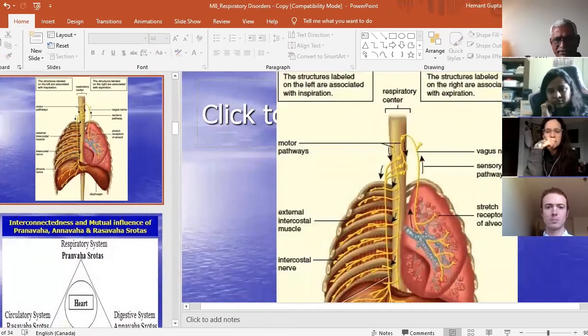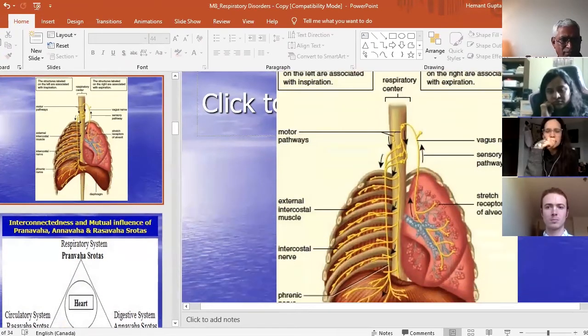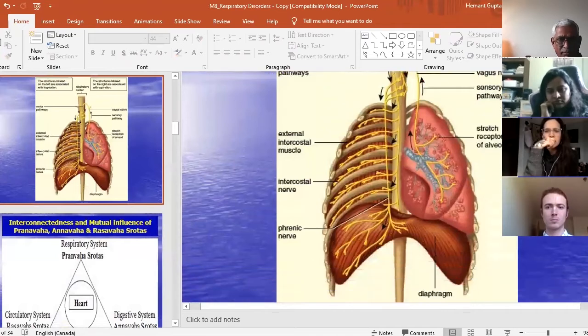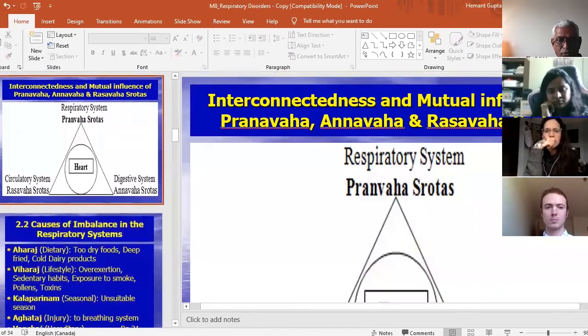I think you might have these diagrams in your notes. So let me know how much time we have. Okay.